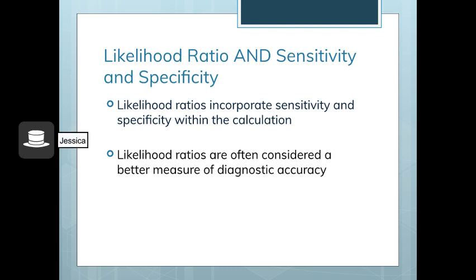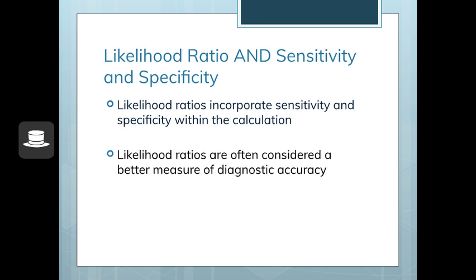All right, so tying likelihood ratios to one of the other mini lessons for today, sensitivity and specificity. Likelihood ratios actually incorporate sensitivity and specificity within the calculation. So a positive likelihood ratio is sensitivity divided by 1 minus the specificity, or true positives over false positives, as we talked about earlier. And a negative likelihood ratio is 1 minus the sensitivity divided by specificity, or false negatives over true negatives.